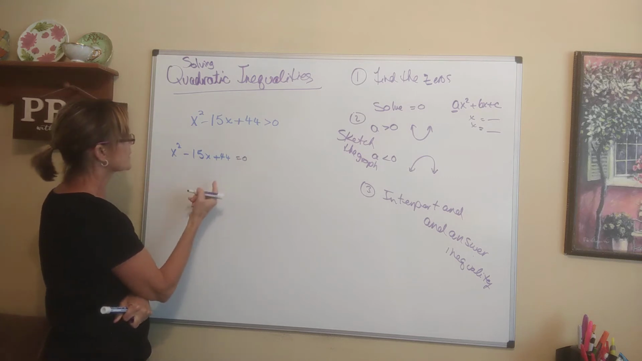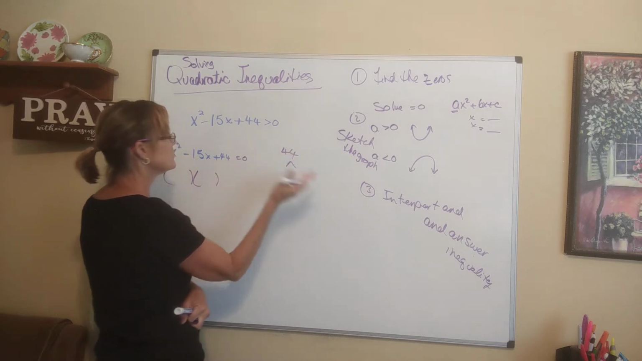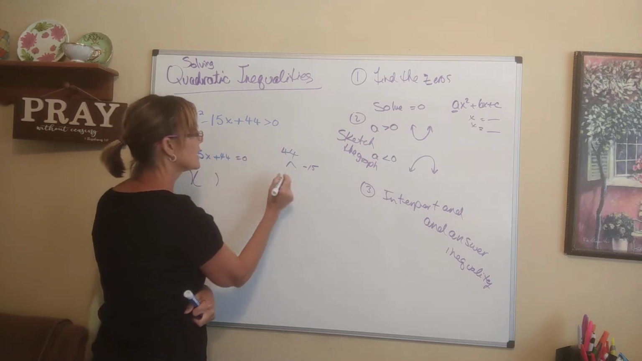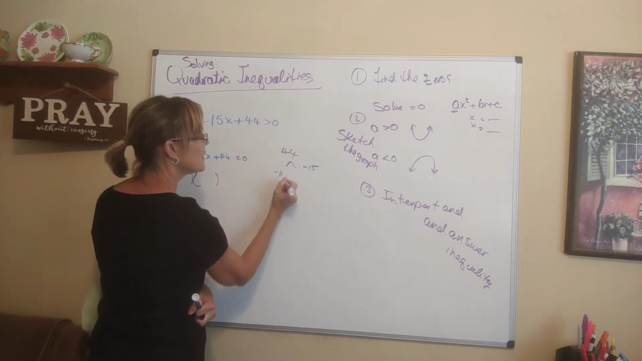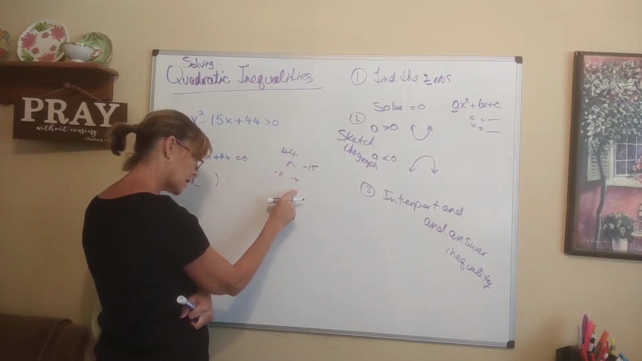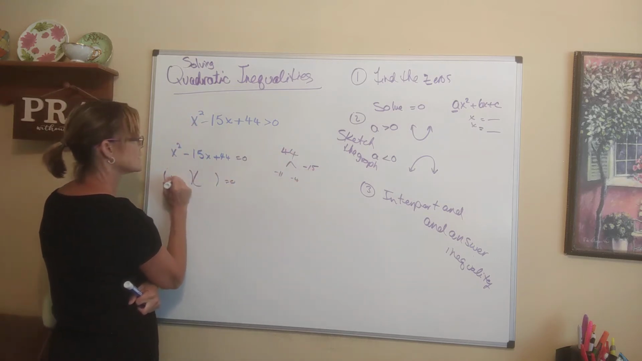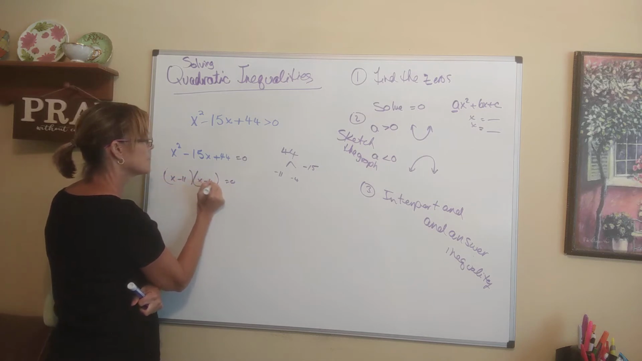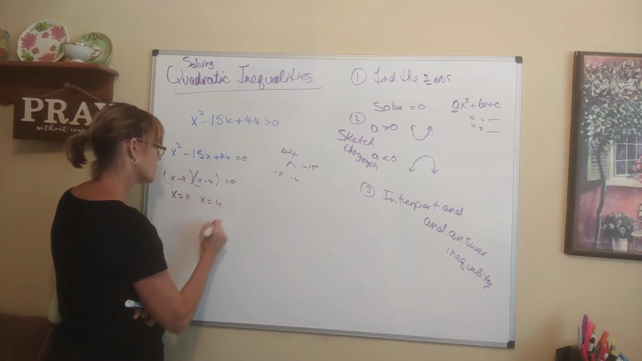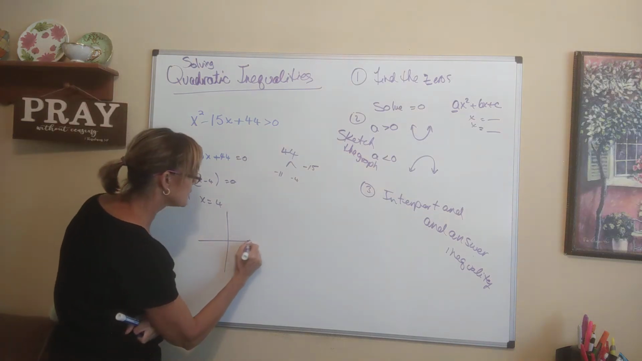I think this one might factor too, so let's see if we can get this to factor. A times c is 44. We want two numbers that add up to negative 15. To multiply to a positive but add to a negative, we could say negative 11 times negative 4 is 44, and this plus this is negative 15. So x minus 11, x minus 4 equals 0. We get x is equal to 11 and x is equal to 4. So we can graph this. This is going to be facing up, but this time it's going to be over here.